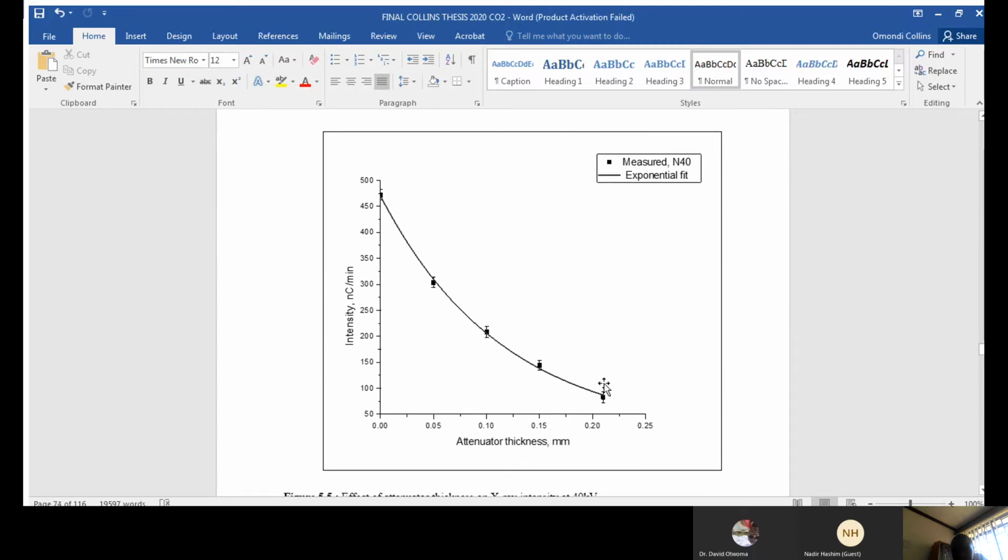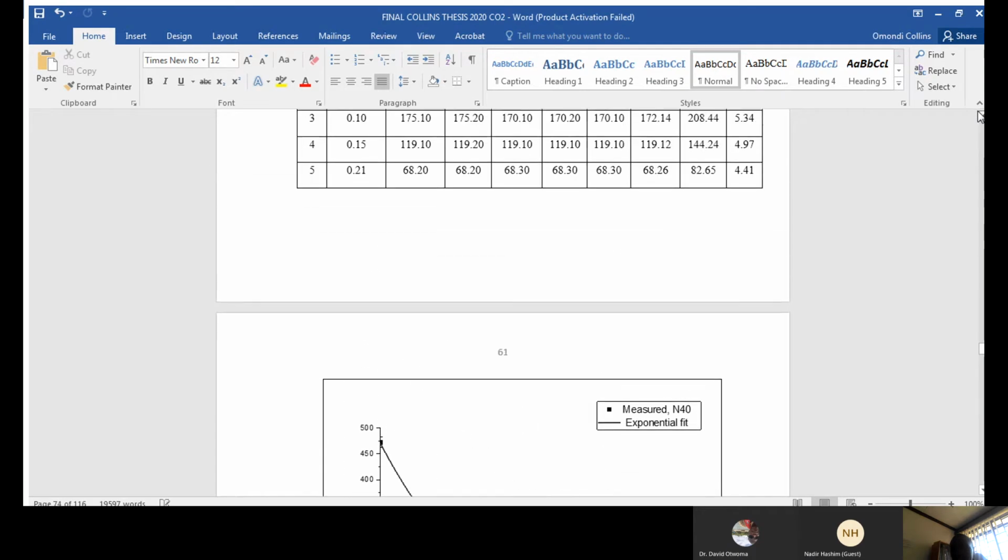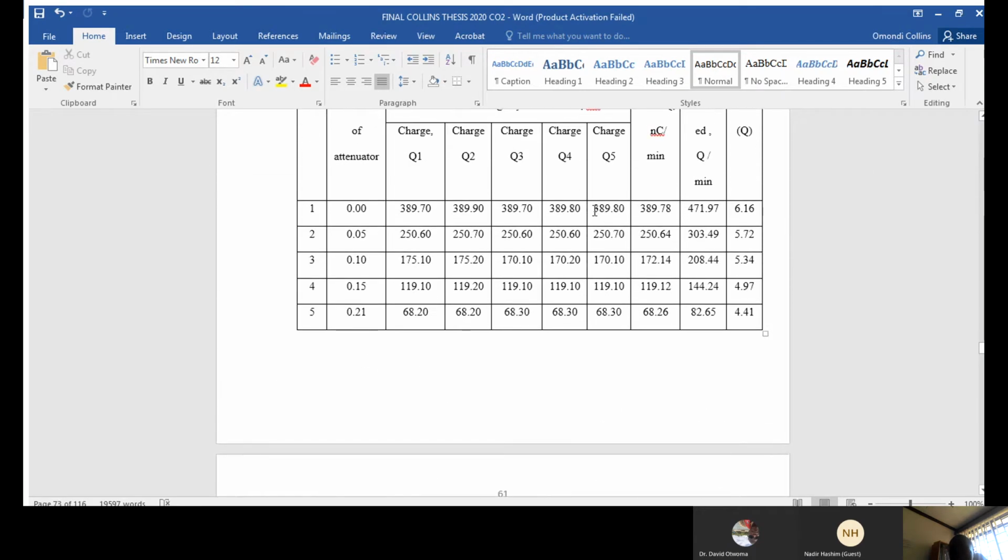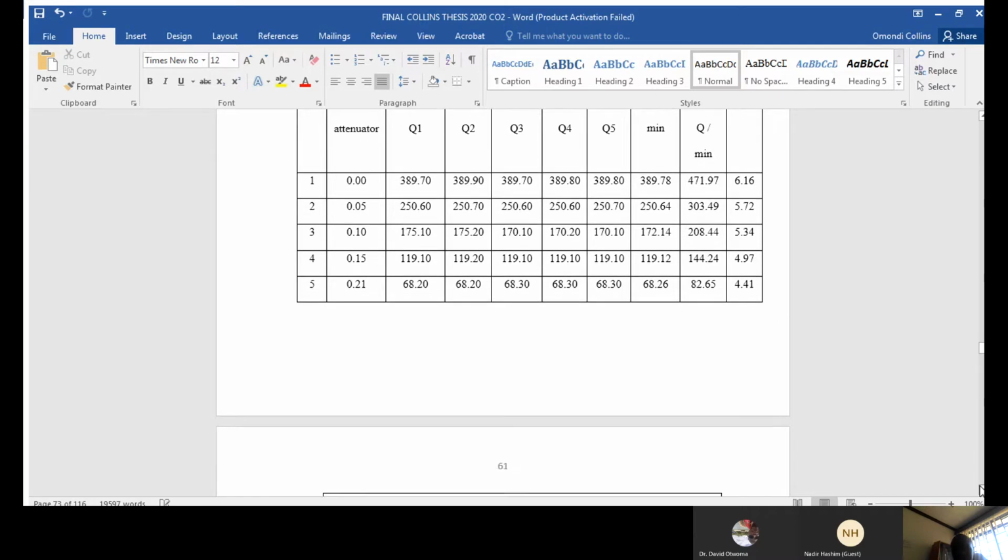Again, the error bar will change because I'd put a constant factor, but now I'll see the deviation of each and every reading and put plus minus, then plot against that deviation of the error on the error bar.